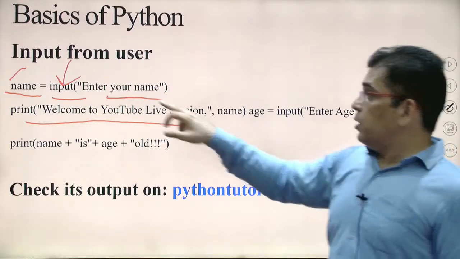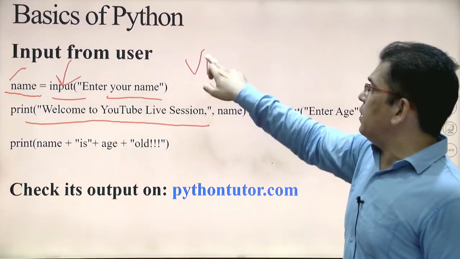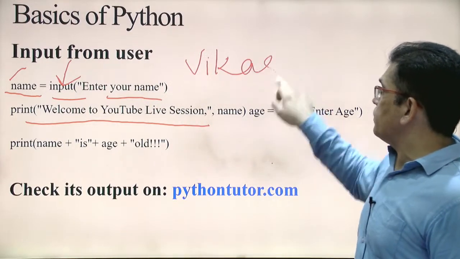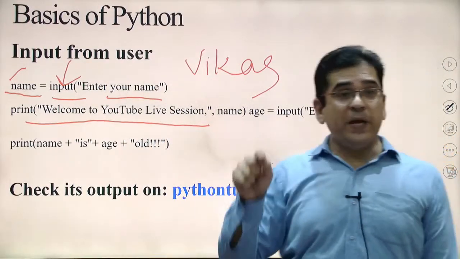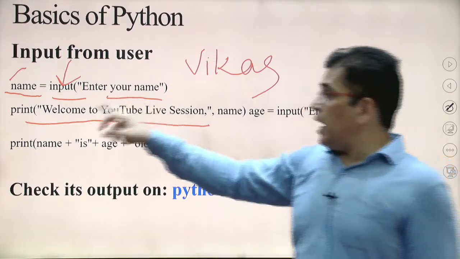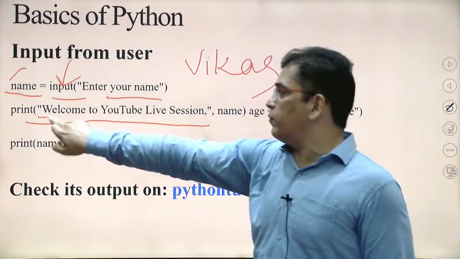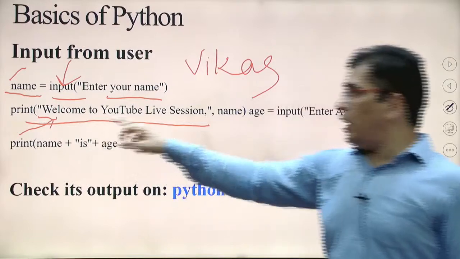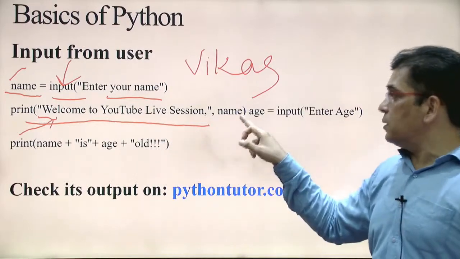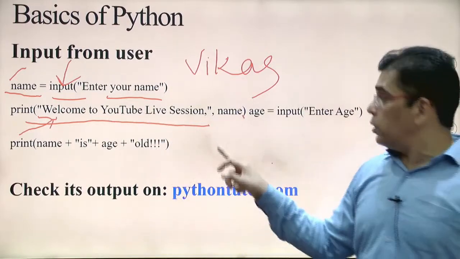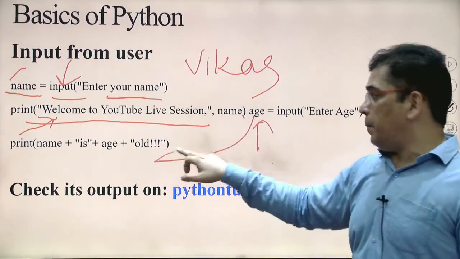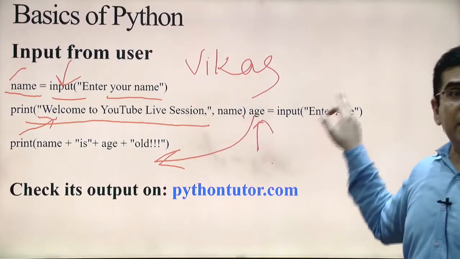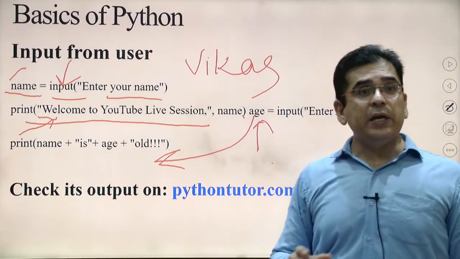comma name. So say when I write my name Vikas, until and unless I write my name and press the enter button, I will not go to the next line for execution. So welcome to YouTube live session Vikas. This will be printed in the output. Then I have taken another variable. Either you can write it in a separate line or you can write it in a continuous line. It will be treated as a new line.